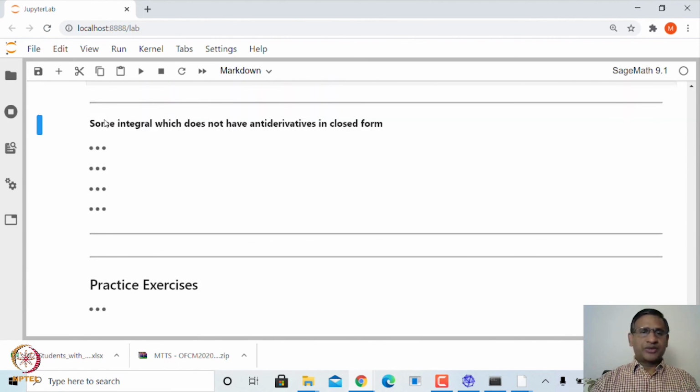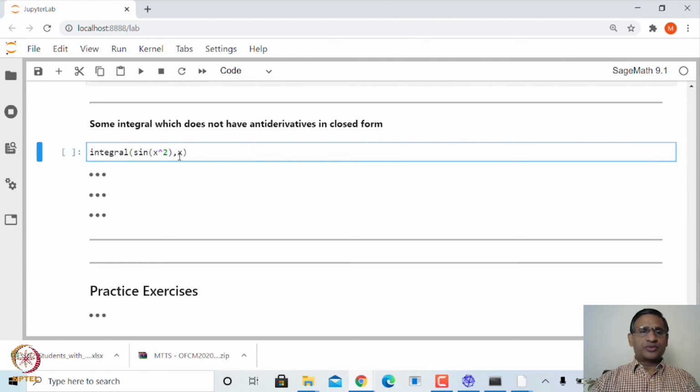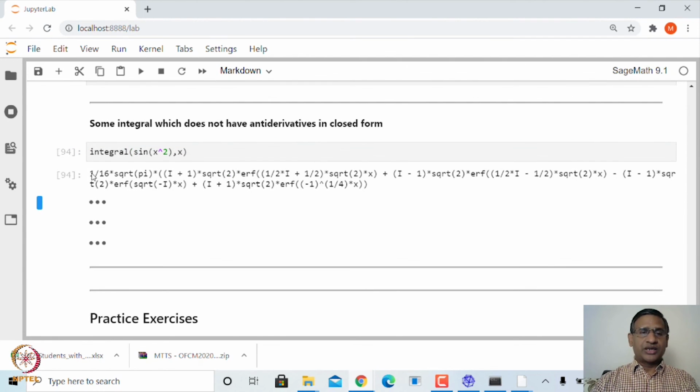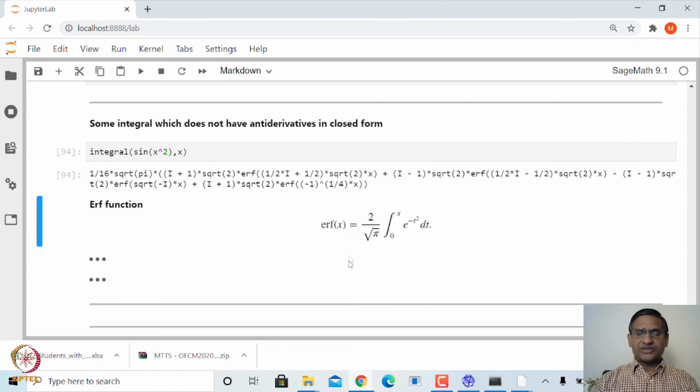So we saw that some integrals don't have a closed form antiderivative. In that case, you need to find the numerical integral. Similarly, if you try to find, for example, the integral of sin(x^2), this integral gives you something in terms of ERF, which is called the error function. The error function is defined as ERF(x) = 2 upon square root pi times the integral from 0 to x of e to the power minus t^2 dt. Those who have done a bit of statistics would be aware of this function. So this integral is given in this error form.